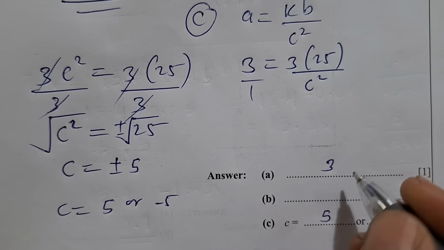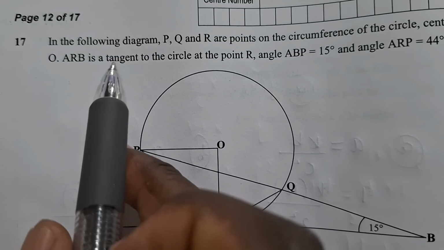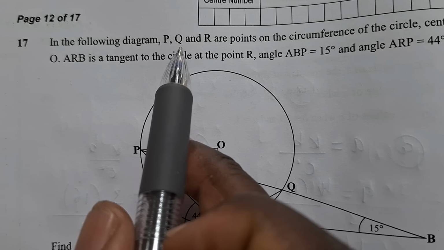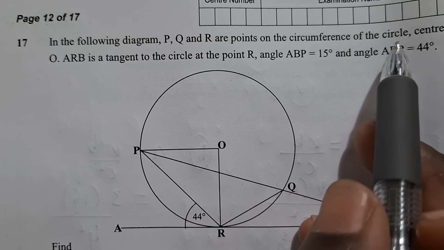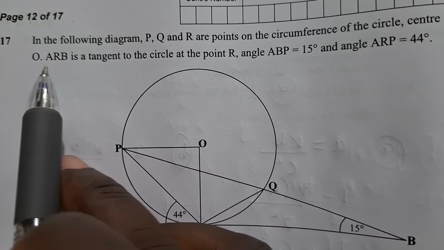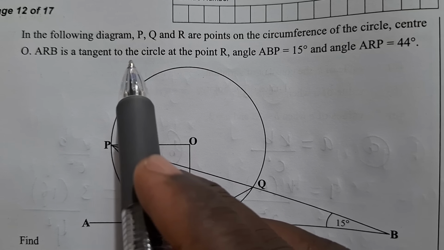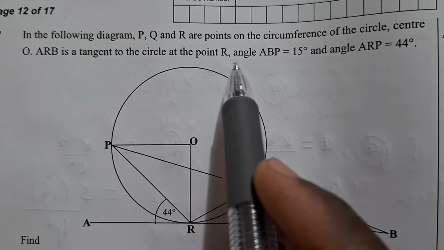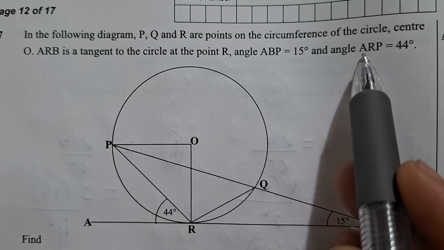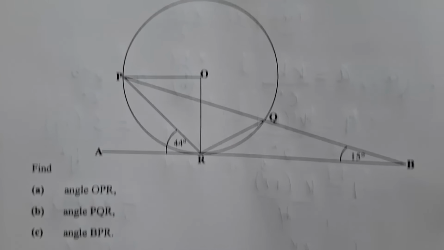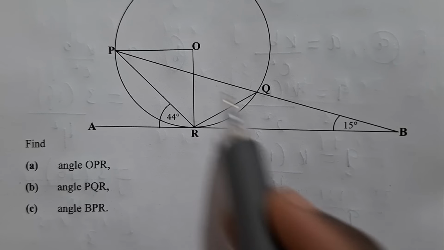Here it's a 3, the value of K, and here also it's a 3, the answer. All right, so for the next question, they are saying the following diagram: P, Q, and R are points on the circumference of a circle, center O. ARB is a tangent to the circle at the point R, and AB is equal to 15 degrees. And angle ARP is equal to 44 degrees. Find angle OPR.